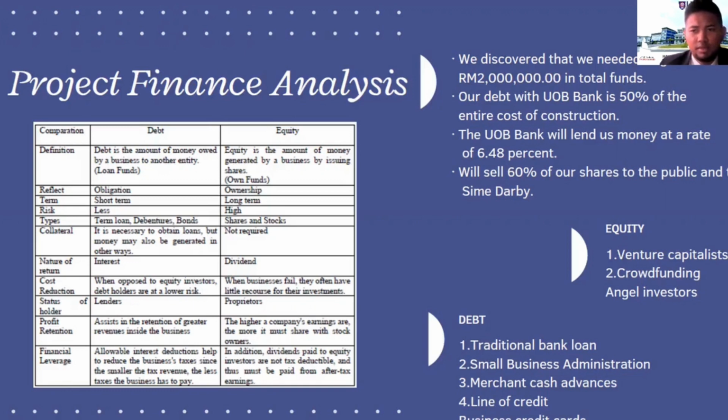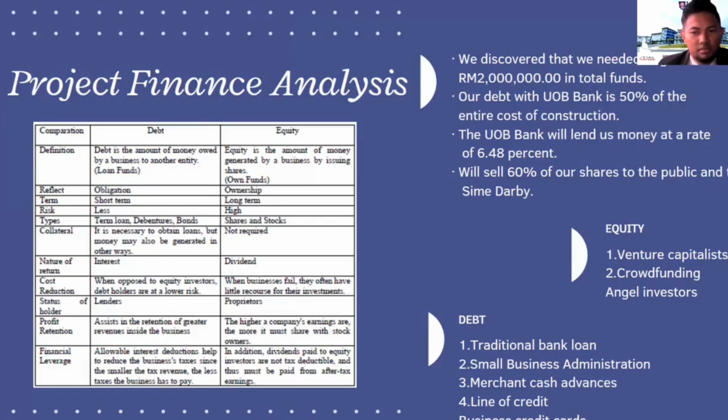So we discovered we need to get around 2 million in funds. Our debt with UOB Bank is around 50% of the entire cost of the project. UOB will lend us at a rate of 6.48%, and we will sell around 60% of our shares to the public and Samdabi.